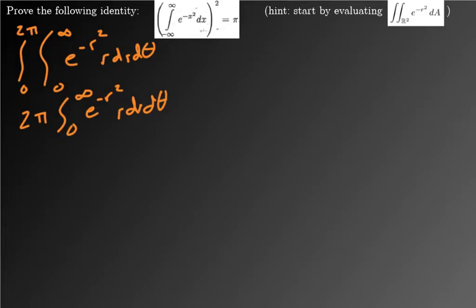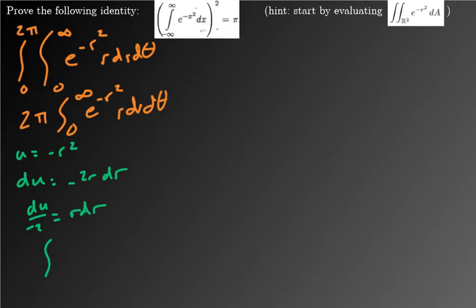And then this thing, I would just do a u sub. So u equals negative r squared, du equals negative 2r dr. And I have r dr, so I'm going to do du over negative 2 is r dr. And then I can go and do my u integral.